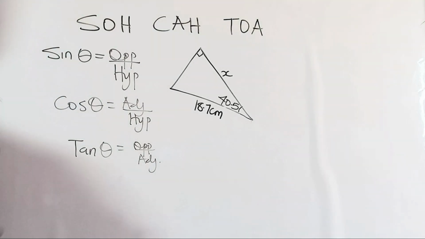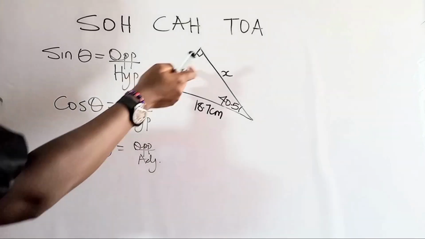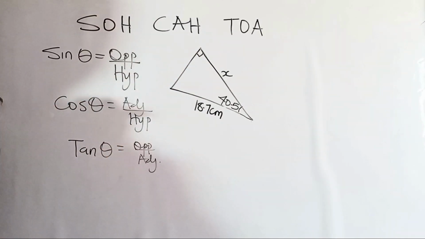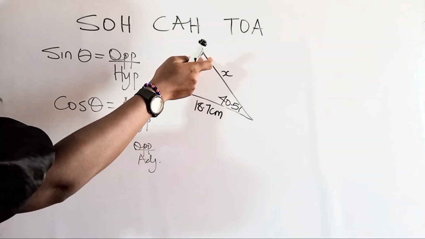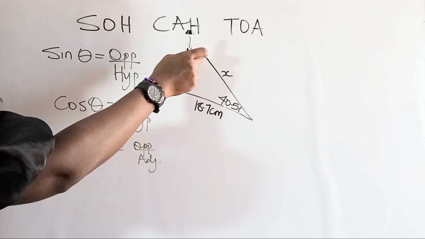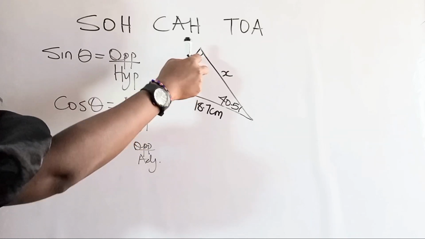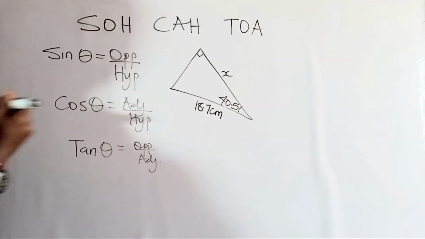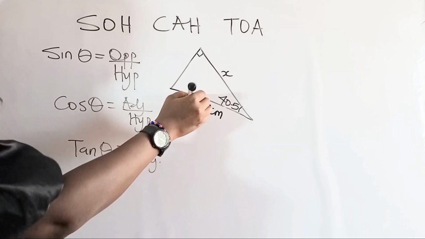Now, how do we know the opposite side of a right triangle, or the hypotenuse, or the adjacent? It's very easy. Let me use this question here as an example. In a right triangle, you have three sides. You have the side which is facing the right angle. It is usually called the hypotenuse.